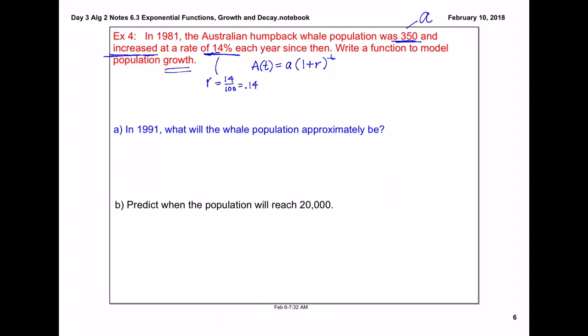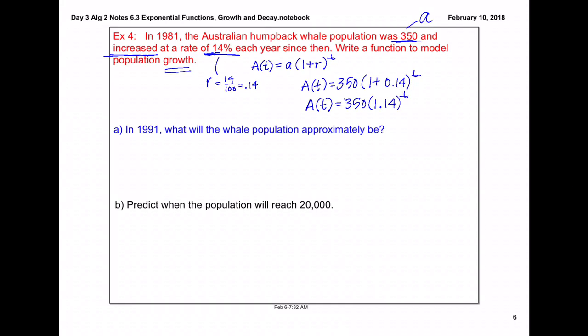So when we plug this information in, we have A of t is equal to 350 times 1 plus 0.14 to the t power. So when we combine our like terms, we have A of t equals 350 times 1.14 to the t power.